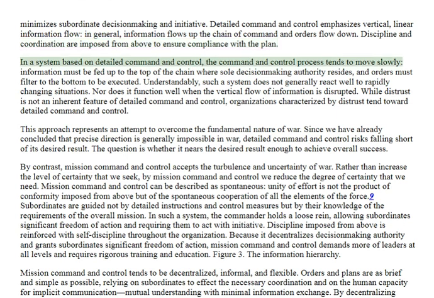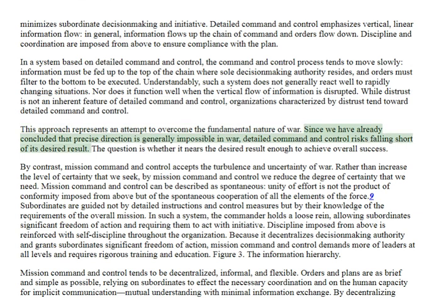In a system based on detailed command and control, the command and control process tends to move slowly. Information must be fed up to the top of the chain where sole decision-making authority resides, and orders must filter to the bottom to be executed. Understandably, such a system does not generally react well to rapidly changing situations, nor does it function well when the vertical flow of information is disrupted. While distrust is not an inherent feature of detailed command and control, organizations characterized by distrust tend toward detailed command and control. This approach represents an attempt to overcome the fundamental nature of war.